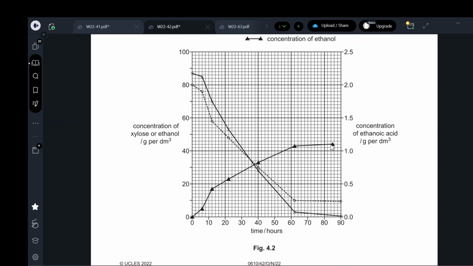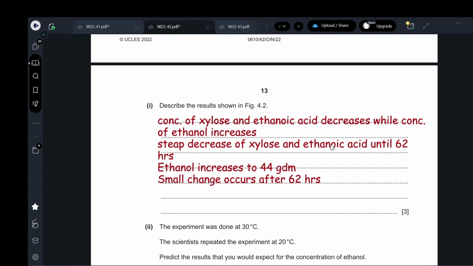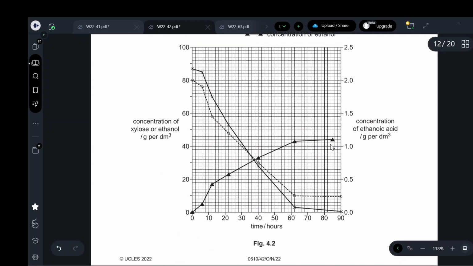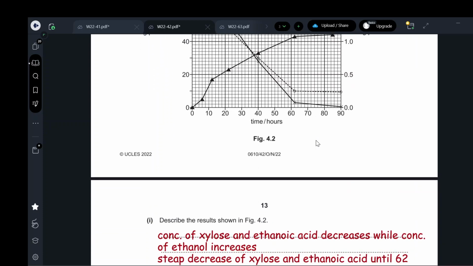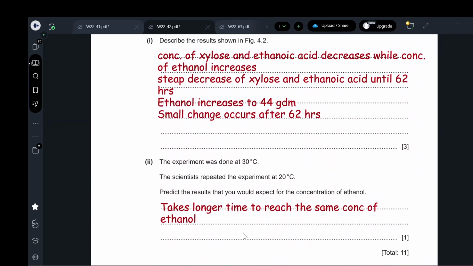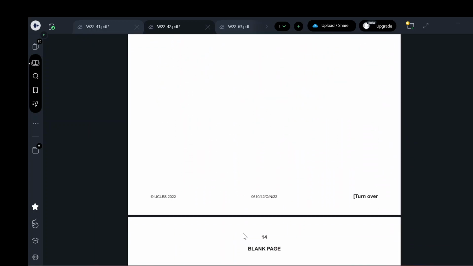Any valid point. The experiment was done at 30 degrees and then repeated at 20 degrees. What are the results you would expect? 20 degrees means the enzymes are less active. When they are less active, they will take more time to produce the same amount of ethanol. So here it will take longer to reach the same concentration of ethanol because the enzymes are less active at lower temperatures. Okay.